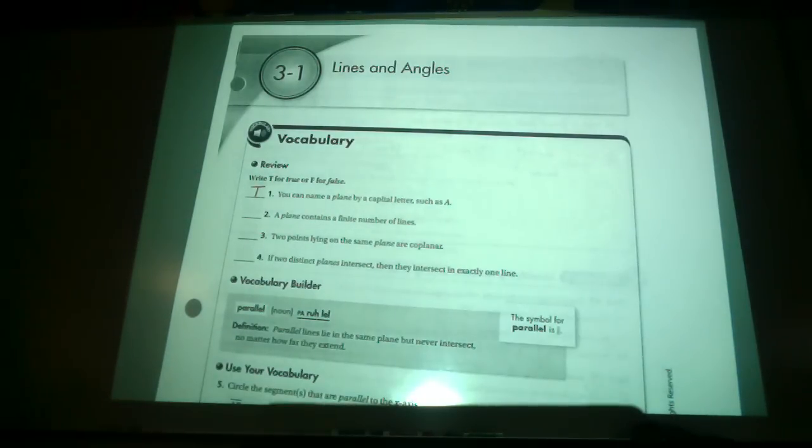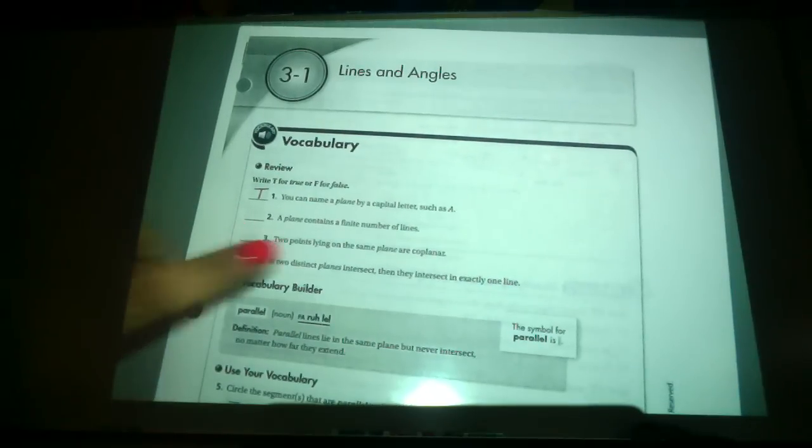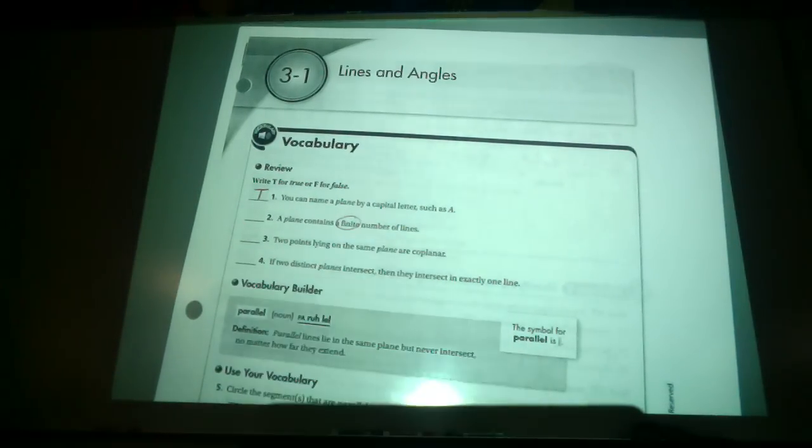All right, so number 2, a plane contains a finite number of lines. Do you know what finite means? It's the opposite of infinite. It's an actual number, something you can count, right? It's countable. So a plane contains a countable number of lines. True or false? It's false. It has an infinite number of lines.